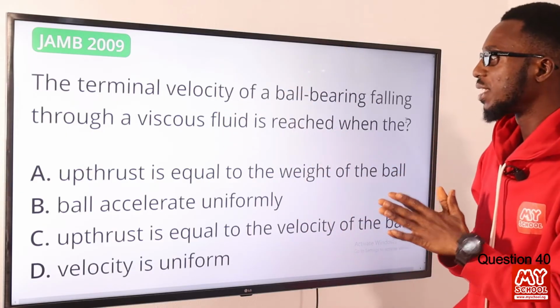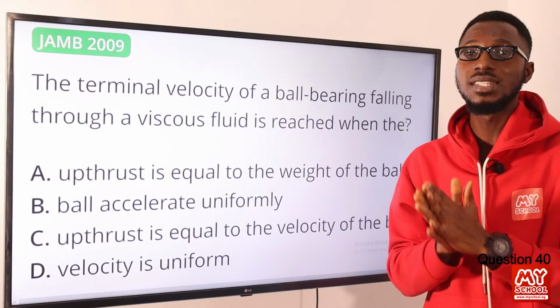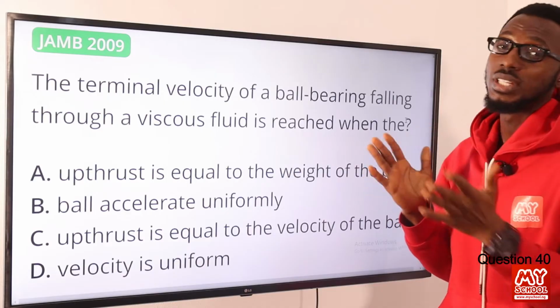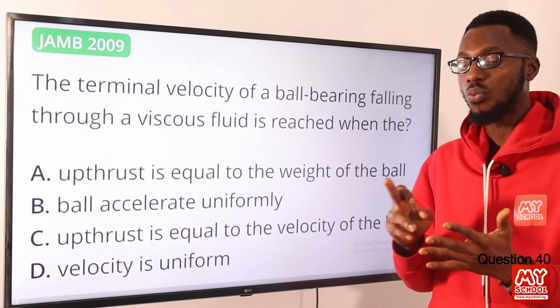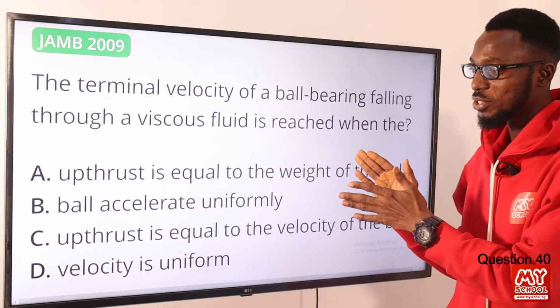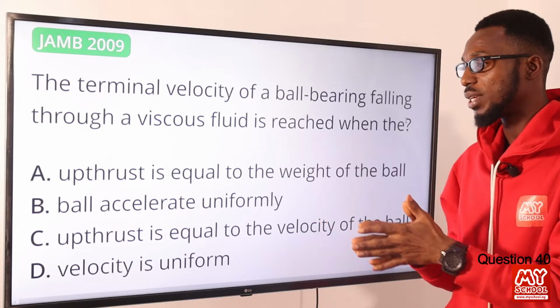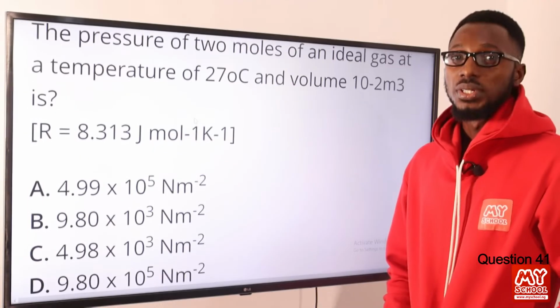You should take note of this: when it comes to this experiment or this setup, there are 3 forces that we should take note of. So we should be talking about the upthrust, weight and viscous force. So the correct option to this question is option D. At that point, the velocity is uniform.